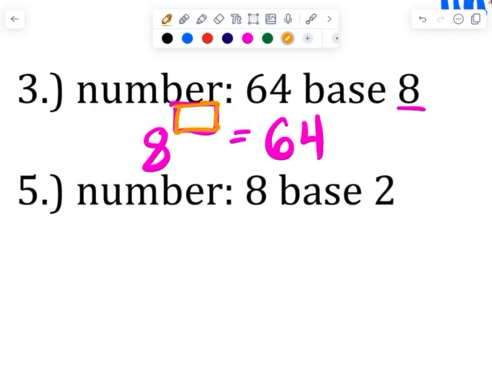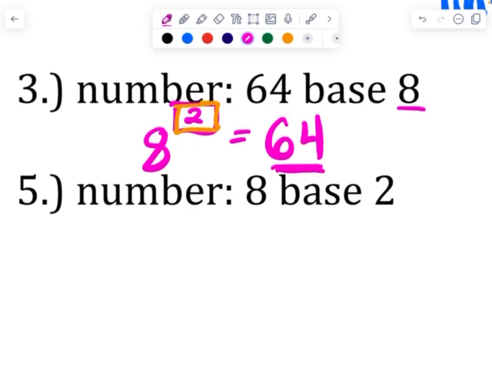This is where you can use your calculator and start to think about your number line in your head. Well, if I maybe try 8 to the 3rd power, I get 512. Well, 64 is way less than 512, so let's try 8 to the 2nd power. If you use your calculator, you get 64, so I know my missing exponent is 2.